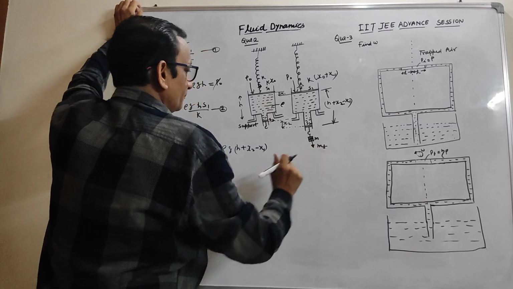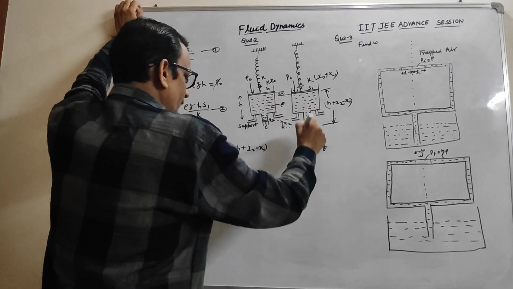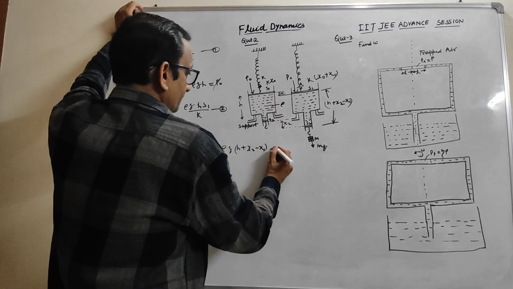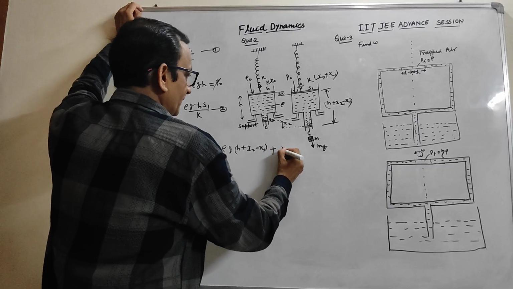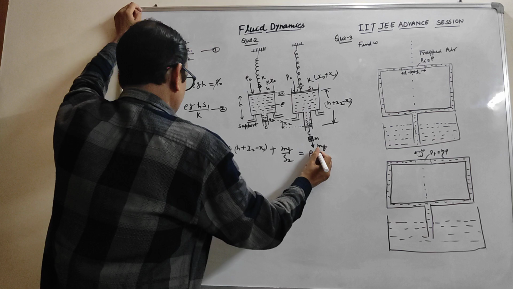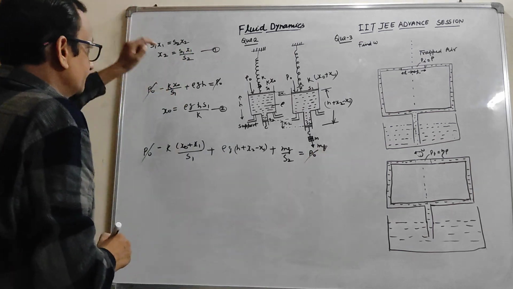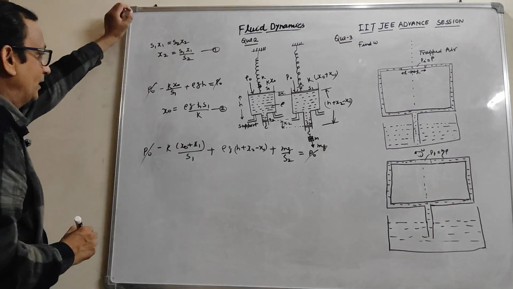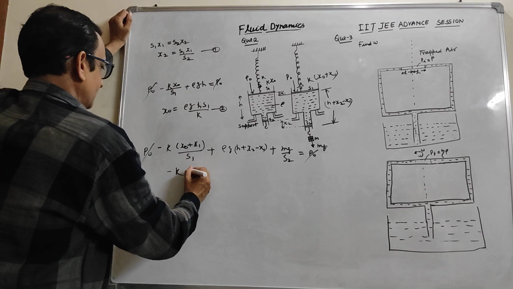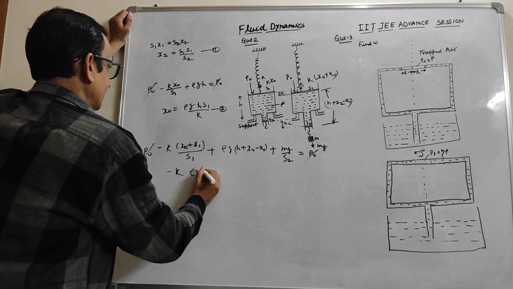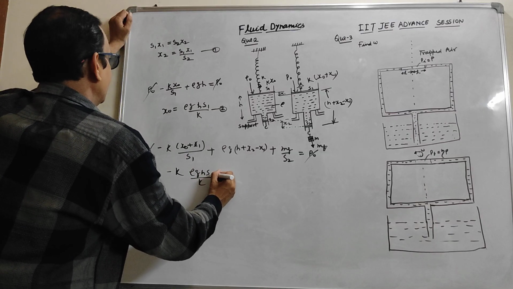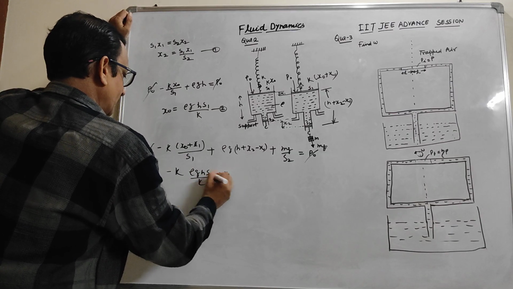This becomes pressure mg by s2. Mg force is gravitational force acting downward. So this is plus, mg by s2 equal to p naught. P naught cancels out. So putting the value of x2 and x naught, x naught is rho g h s1 by k, and x1 we have to calculate.